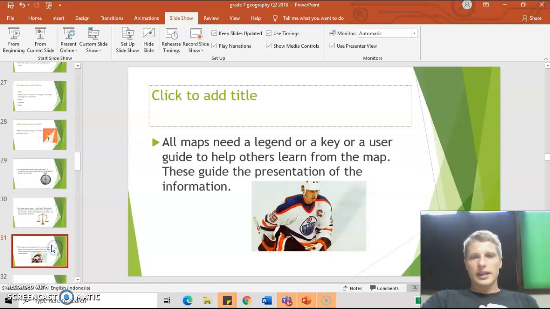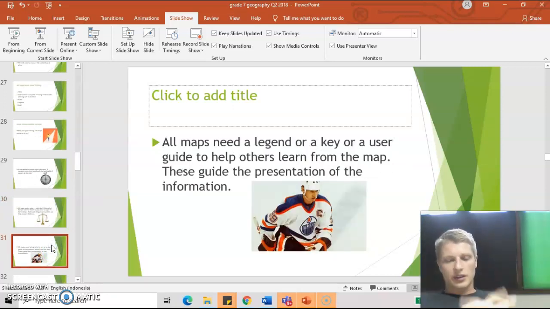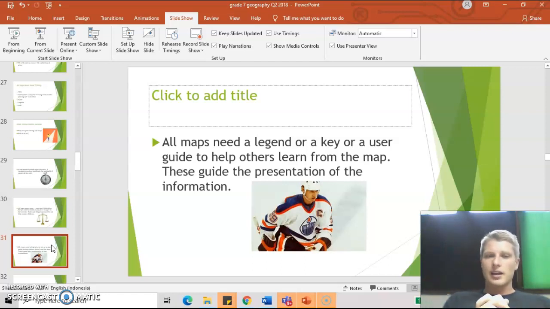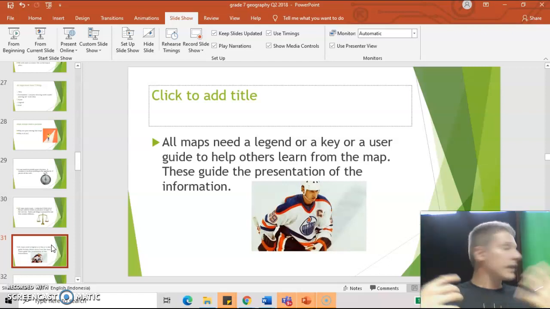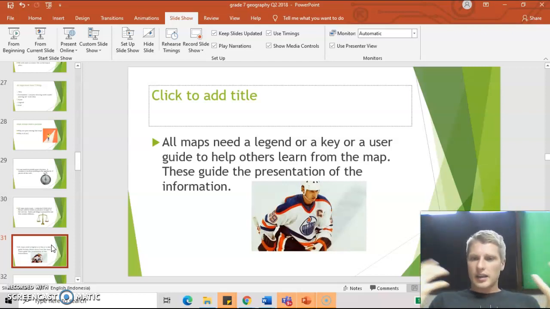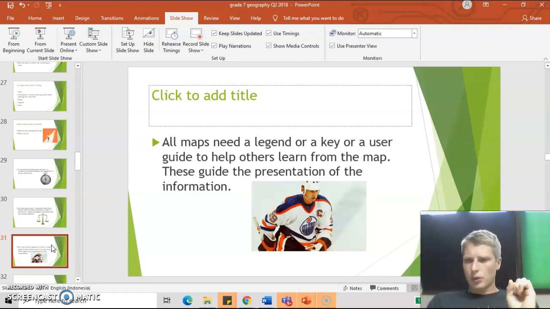Okay, next one is you need a legend. A legend, Wayne Gretzky, obviously the greatest hockey player to ever play. A legend provides you with basically symbols and a point of reference, information. I think it's about terrain, information that will help you understand the map. So if there's a dot on your map, what does the dot mean? Oh, city, right? Point of reference, accident, battlefield, right?